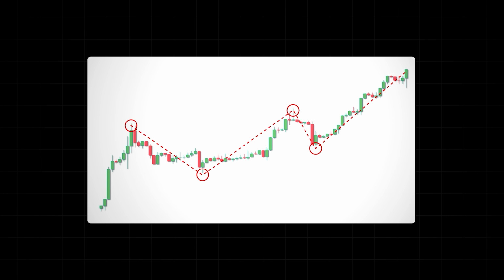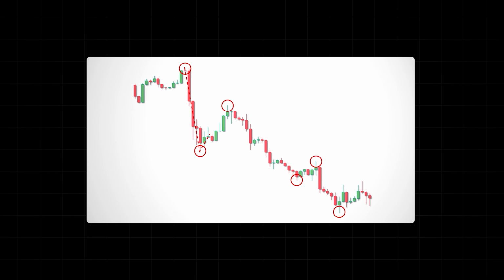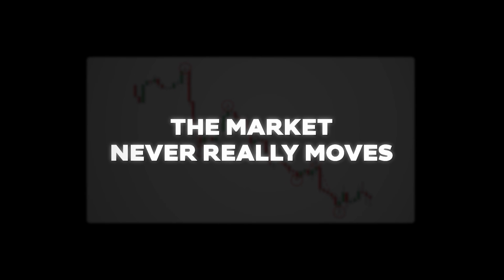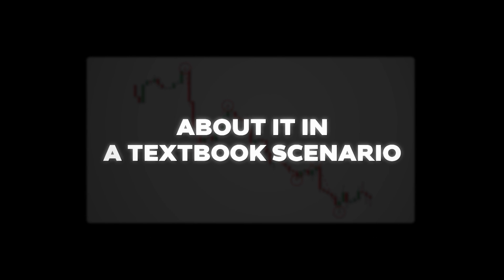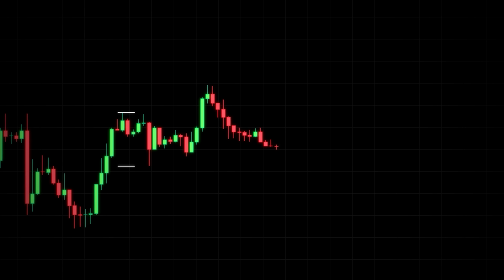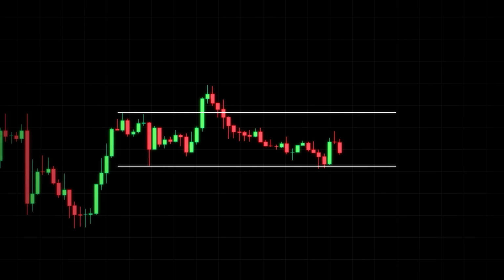When a market is trending up, it's creating higher highs and higher lows. When it's trending down, it's creating lower lows and lower highs. But in reality, the market never really moves the way that we might think about it in a textbook scenario. Often we'll have lots of sideways in between different swing points. This happens typically in an area of high liquidity. Here's how we can make sense of this, thinking through the lens of the swing failure pattern.